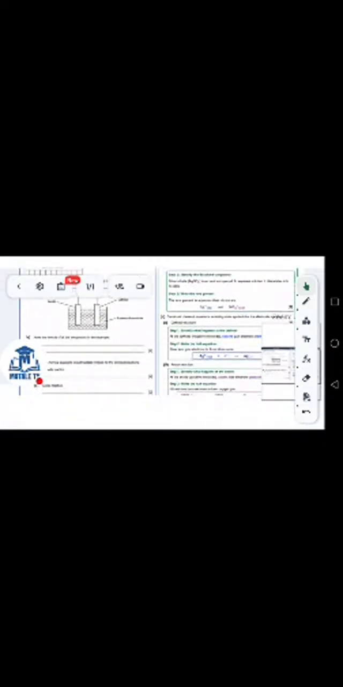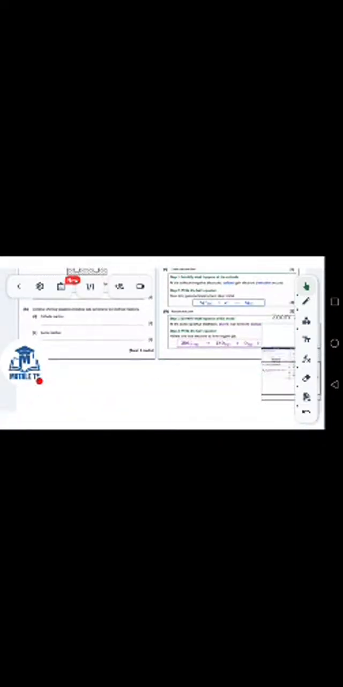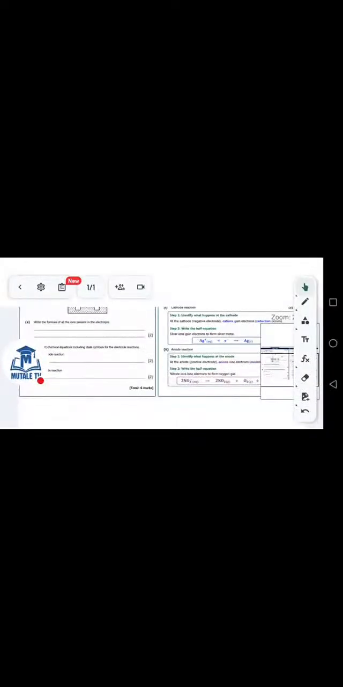So you need to write the nitrate ions and also the hydrogen ions and hydroxide ions. All right, so let's look at question 7b. Question 7b reads: construct a chemical equation including state symbols for the electrode reactions. That's where reduction takes place.